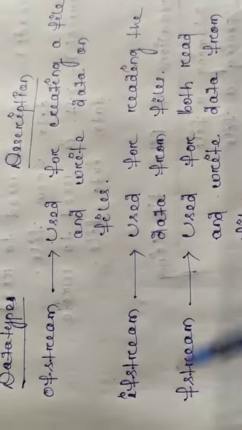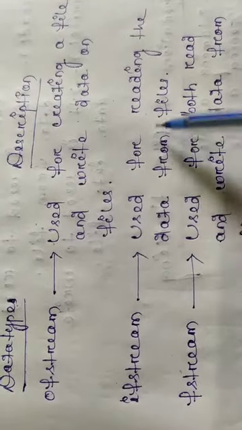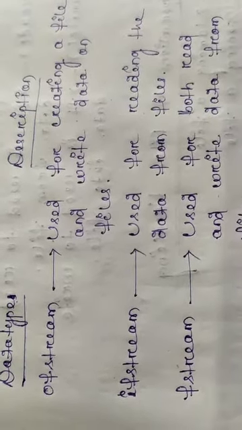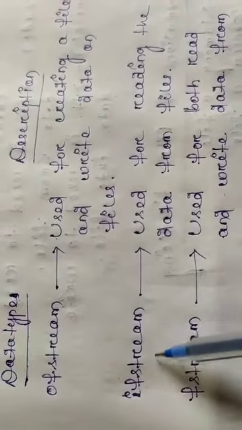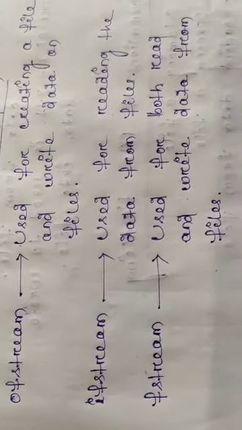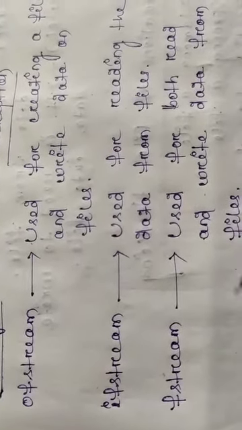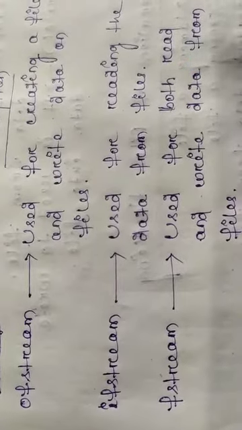Just remember these things. ifstream is used for reading the data from the file, and fstream is used for both reading and writing data from the file. So here we will use fstream basically, because it performs both operations, read as well as write.